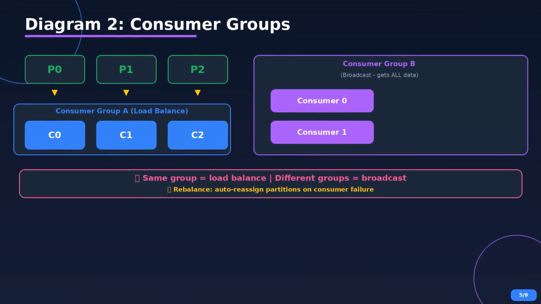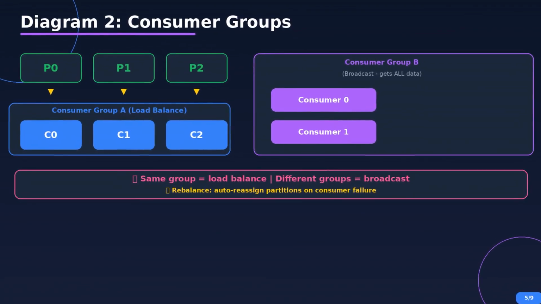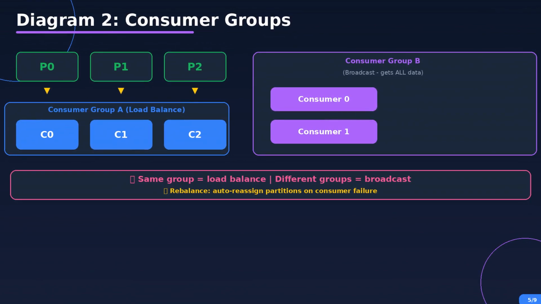Second diagram. Consumer groups. This is Kafka's most elegant design. Multiple consumers form a consumer group. Within a group, each partition is consumed by exactly one consumer. No duplicates. 3 partitions, 3 consumers, perfect one-to-one mapping. If a consumer dies, Kafka automatically reassigns its partitions to other consumers in the group. This is called rebalance.